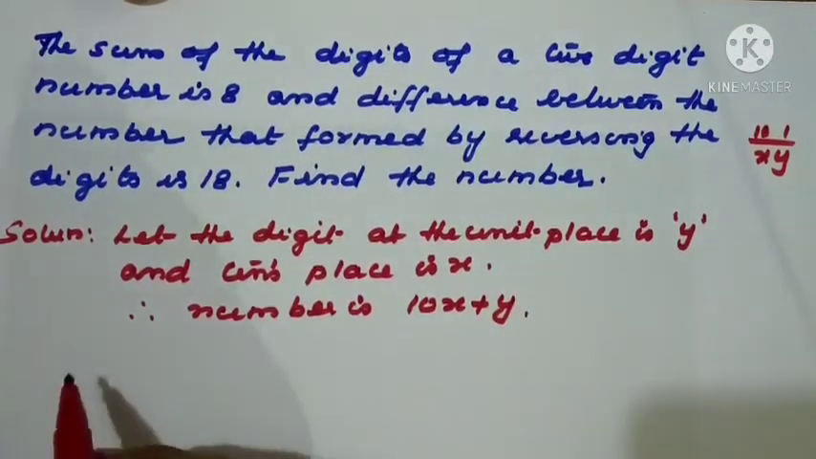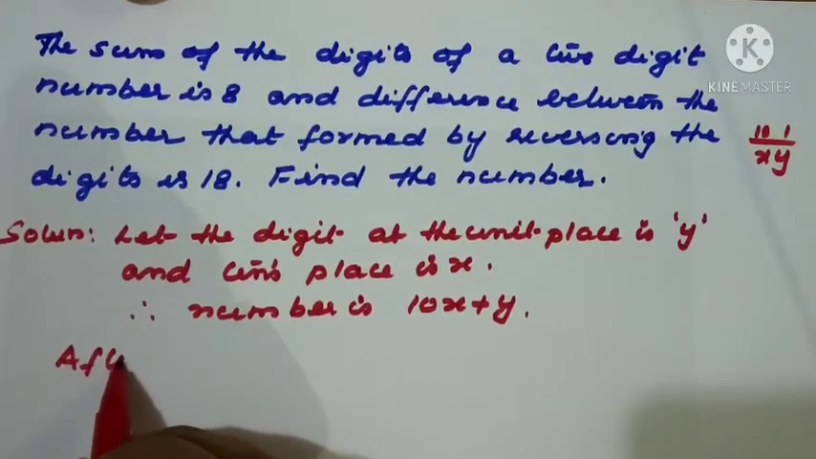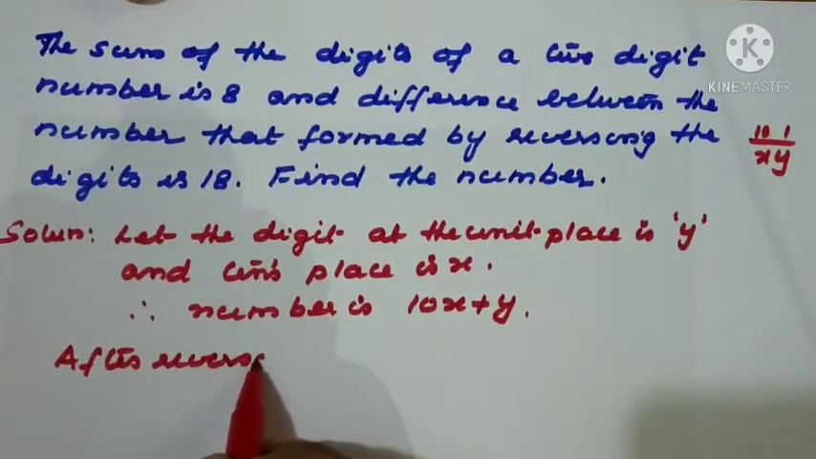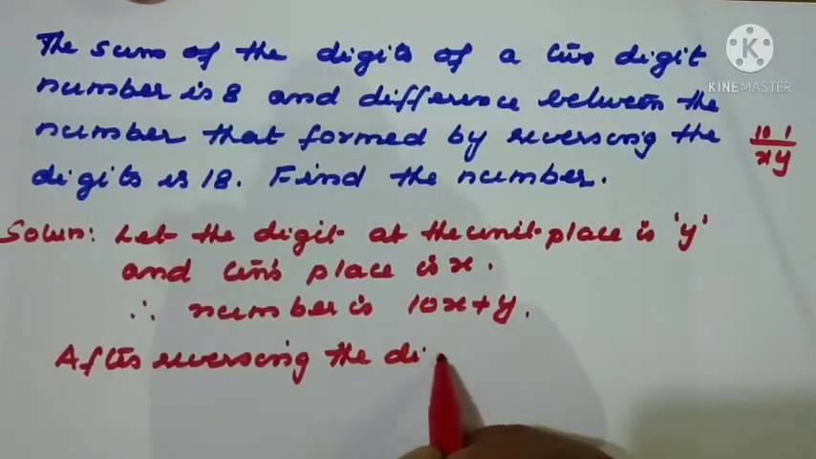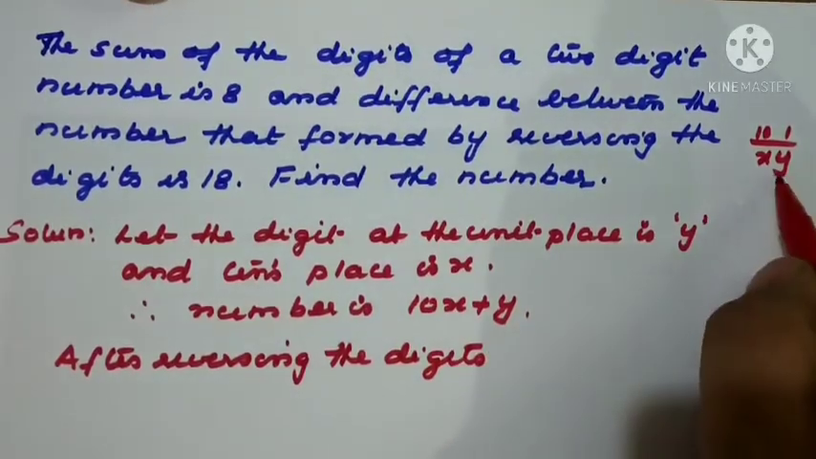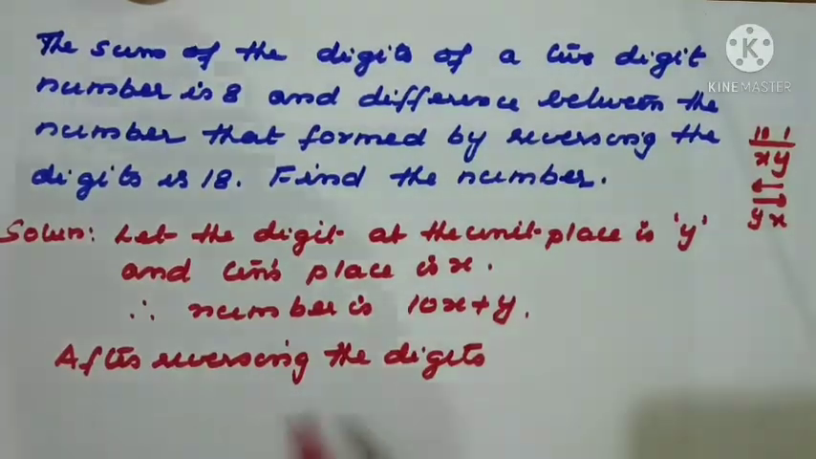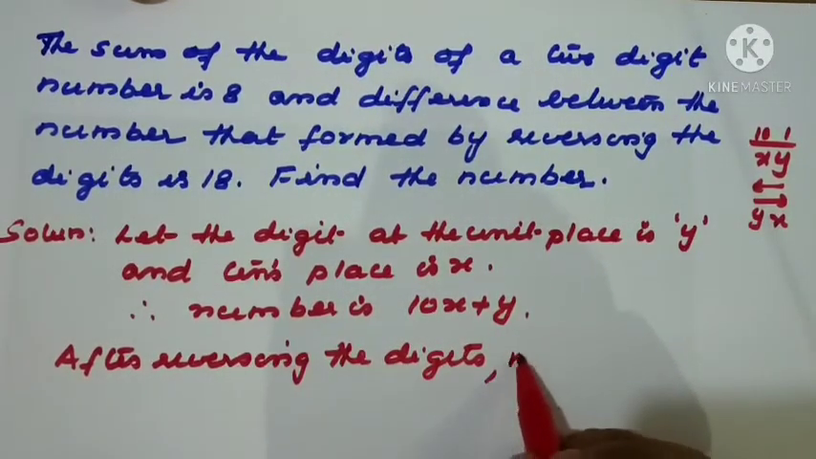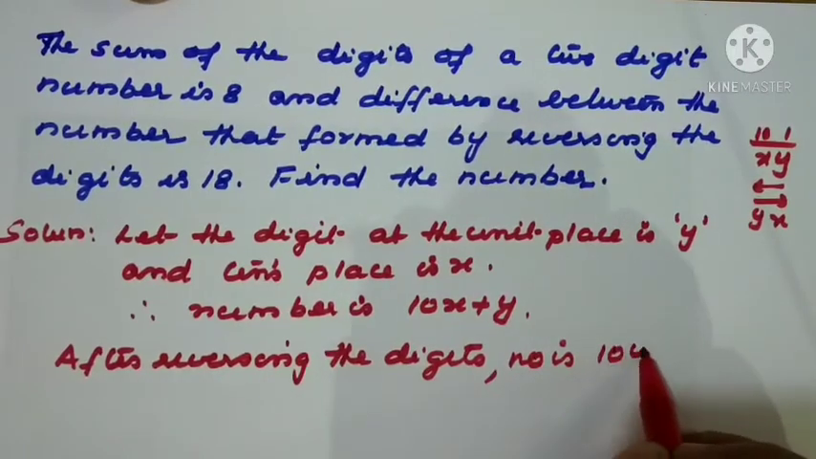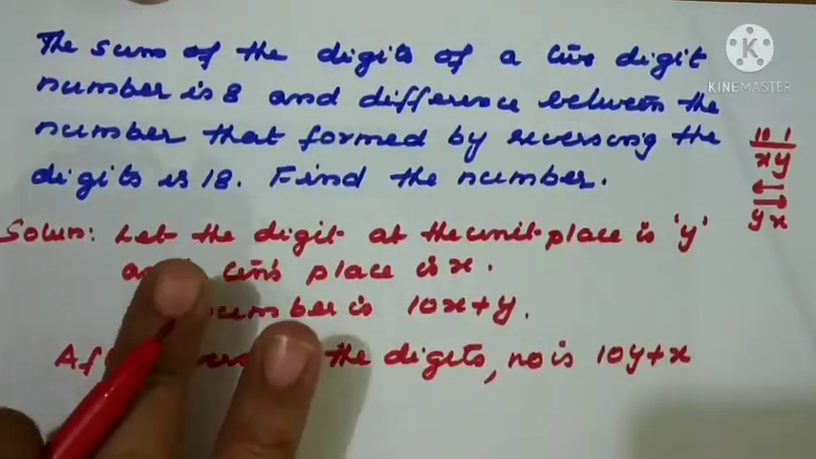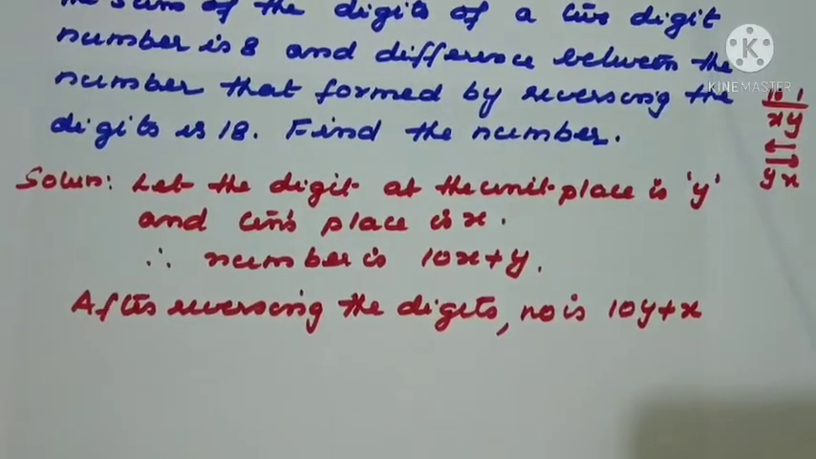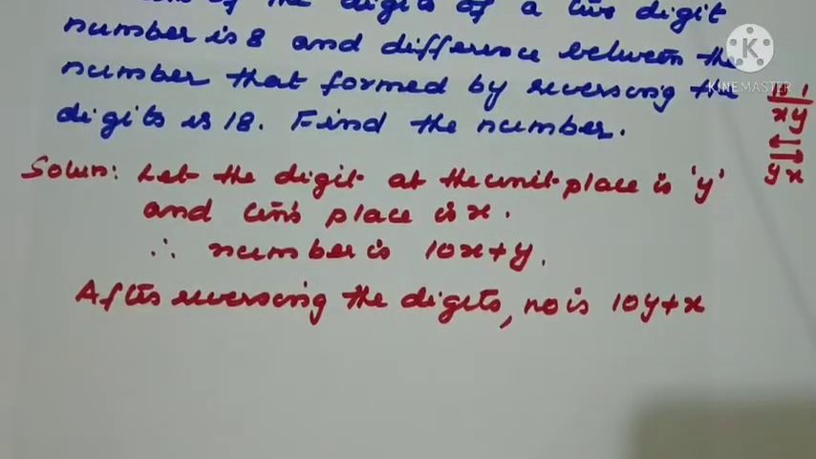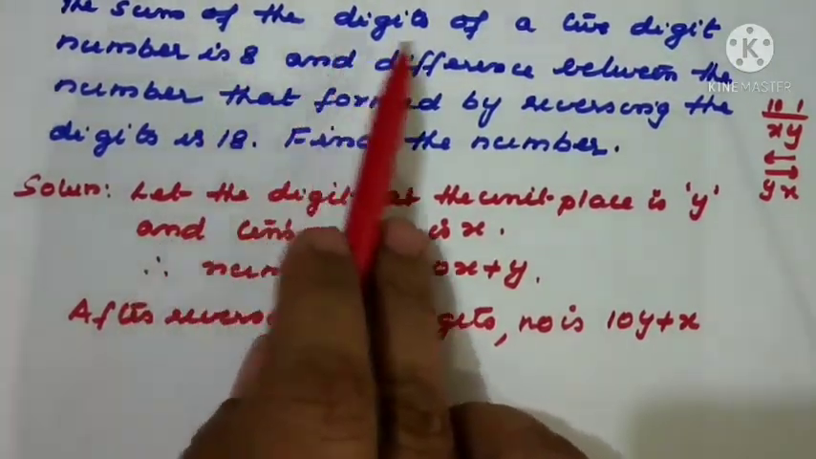Now what is the next step? After reversing the digit, what is the number? So xy became like this, y became first and x second, so the number is yx now. So after reversing the digit, the number is 10y plus x. This part you should learn thoroughly. Any digit question comes, you should write this first, which is the unity digit and which is the tens digit.